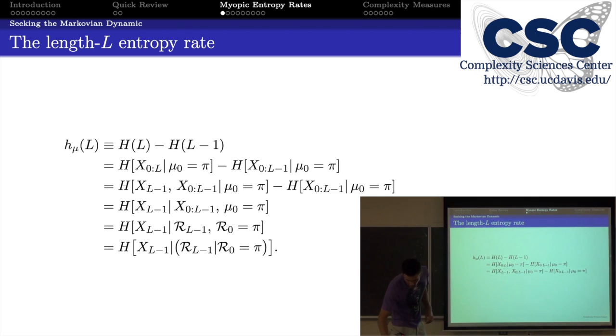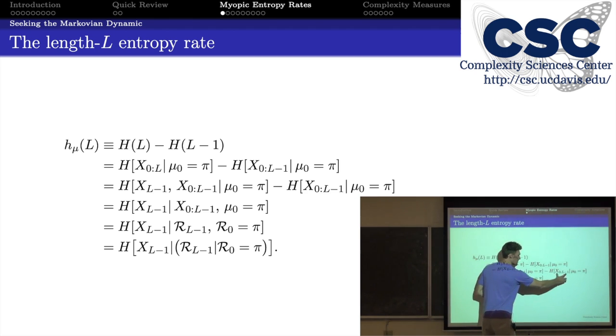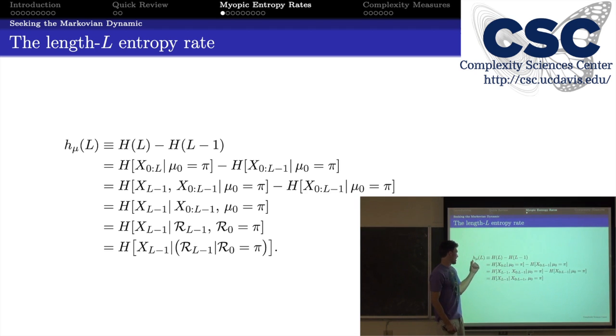Right, okay. This is just splitting up the word from 0 to L minus 1 into the L minus 1 symbol and everything before it, right? So not much going on there. But then since these two pieces are the same, we can reorder it as: this myopic entropy rate is really the block entropy for X L minus 1 given basically all of the blocks one less than that.